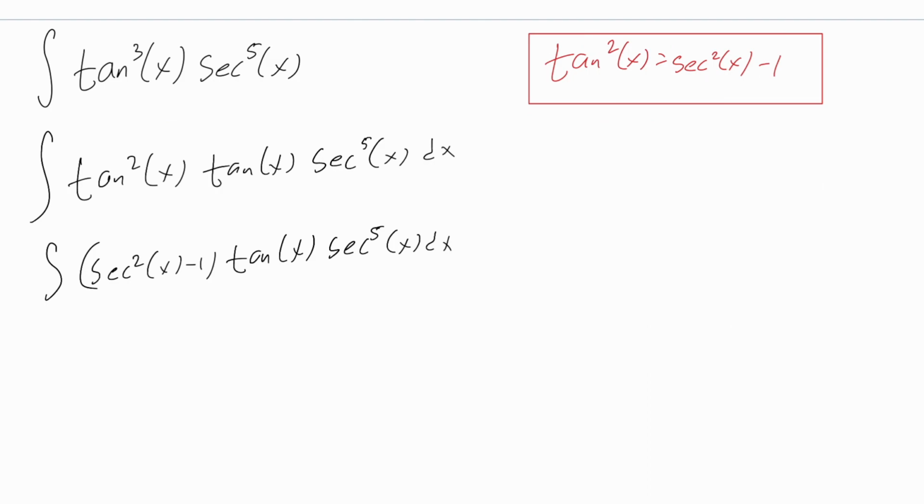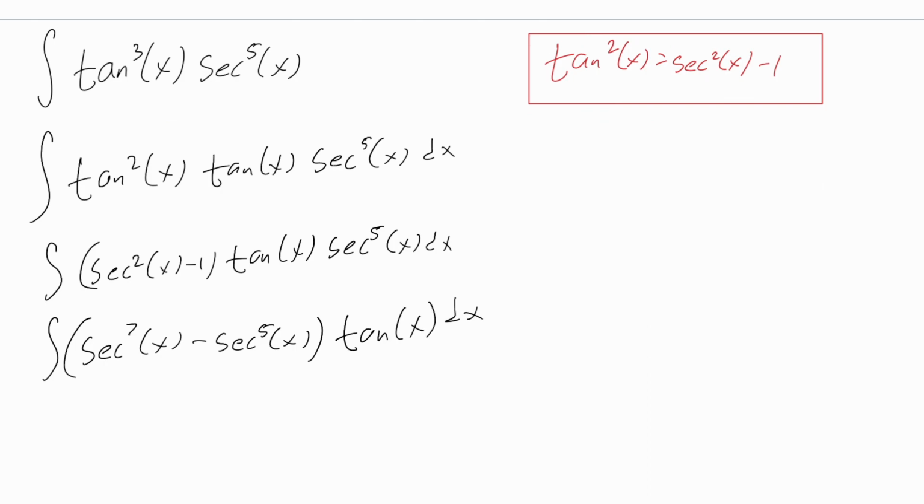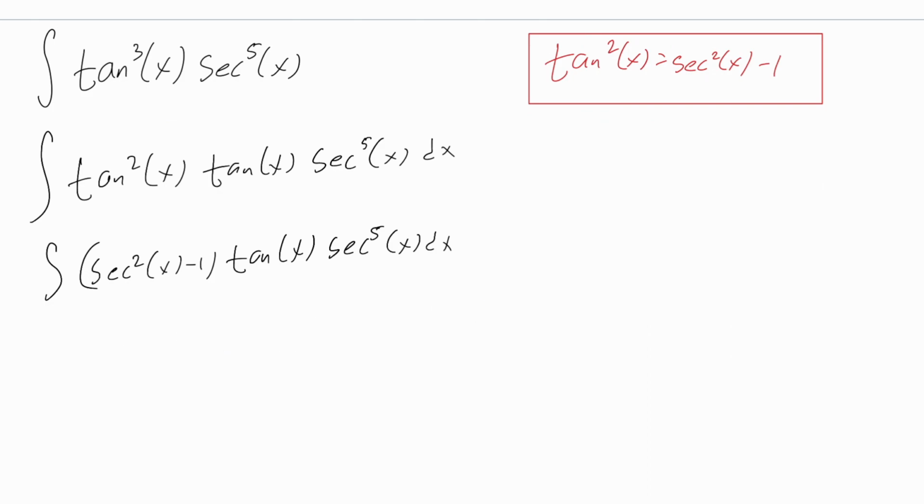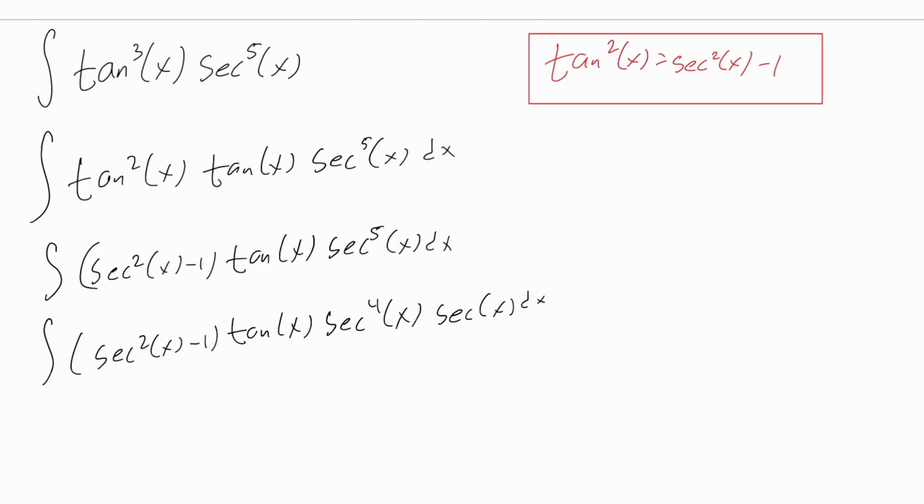Now I have a bunch of secants all together. I can multiply this secant in here. So this gives me the integral of secant to the 7th of x minus secant to the 5th of x times tangent of x dx. Or actually, sorry, I think I got a little bit ahead of myself. Let's take this one step at a time. This is the same as the integral of secant squared of x minus 1 times tangent of x times secant to the 4th of x times secant of x, which we can move around. I'm going to swap these two guys here. We get the integral of secant squared of x minus 1 times secant to the 4th of x times tangent of x times secant of x dx.